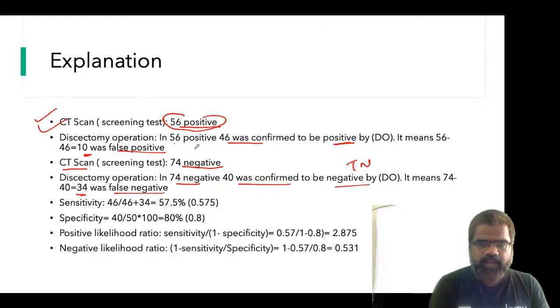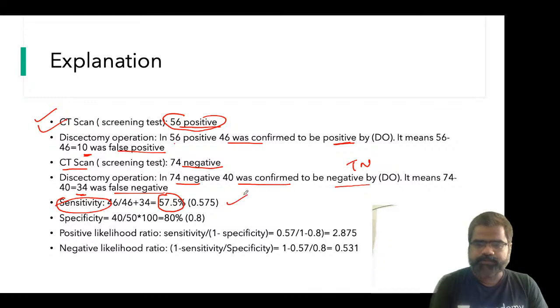Can we not calculate sensitivity? So sensitivity is what? 46 are true positive, and what is my false negative? False negative is 34. So 46 divided by 46 plus 34. So I get 57.5, which is 0.575 value.